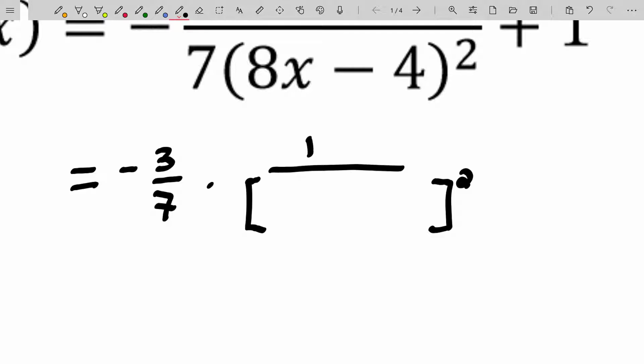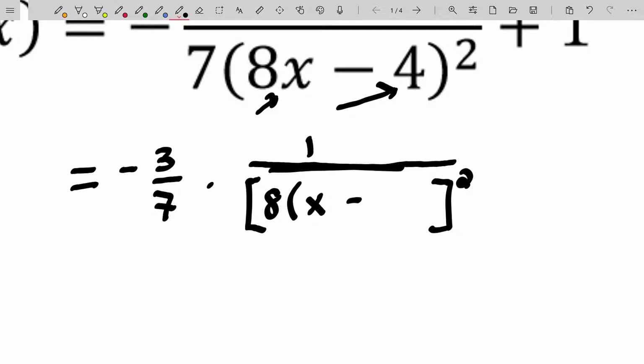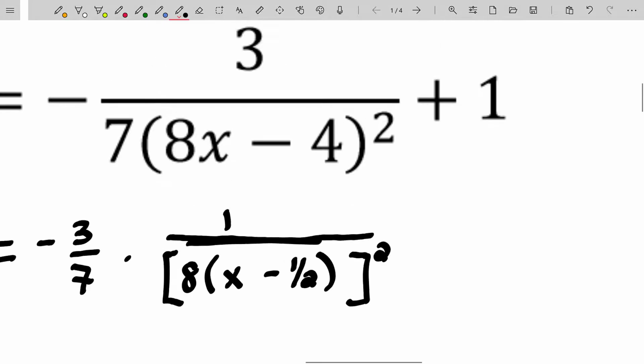That's the first step. You have something squared downstairs. We already factored the 7 off that denominator, so I don't care about that. But what we're going to do is factor an 8 off of both this 4 and this 8x. So I'll bring an 8 off of both of them, and I'll be left with x minus 1/2. You could double check my work by distributing that 8 back through, but I'm going to guarantee that it's correct. Finally, I'll write the +1 on the back end.